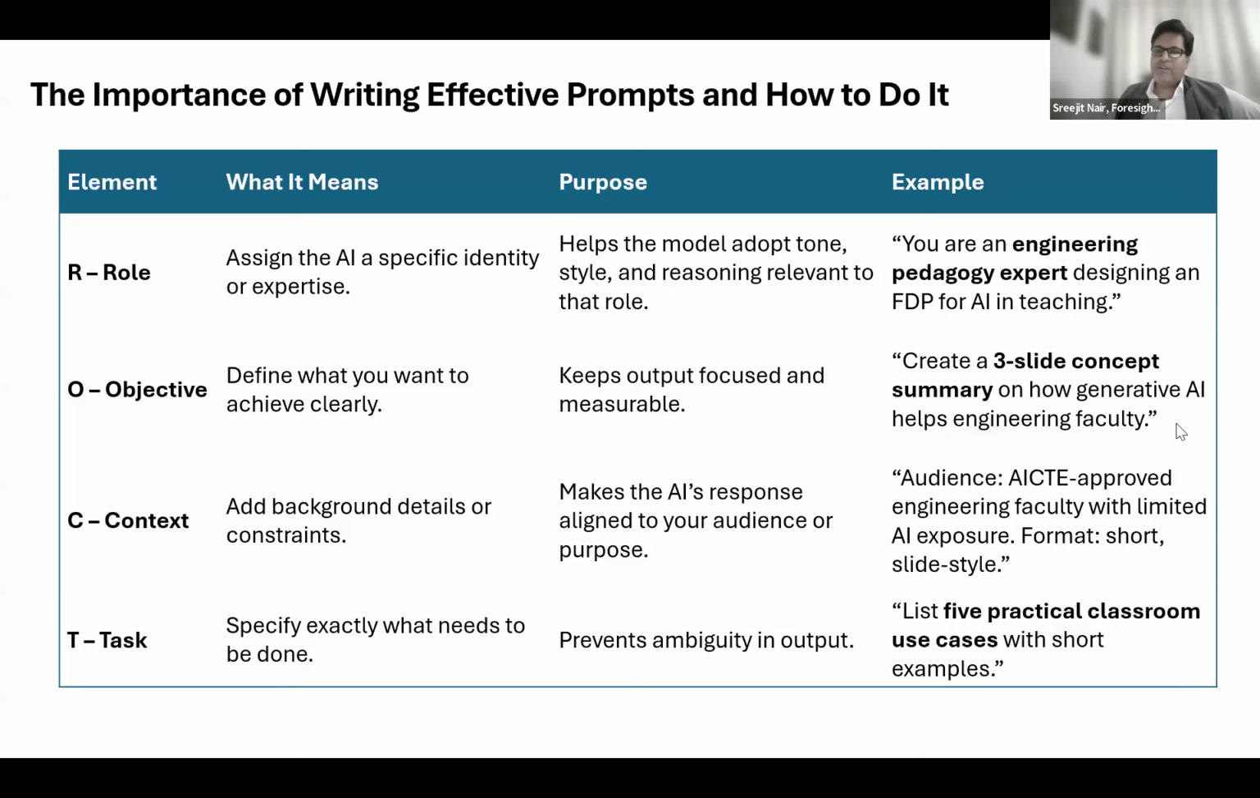So that role helps the model adopt a particular style. Now the model knows that I need to assume the role of a pedagogy expert. For whom? For a faculty. For what? For a faculty development program. What is the topic? The topic is AI in teaching. And then create a particular pedagogy. So it will start thinking like a pedagogy expert who has been working with engineering students and creating faculty development programs. Once the role is set, then we can look at the objective. By objective, we mean defining what we want to clearly achieve. That should be very focused and measurable.